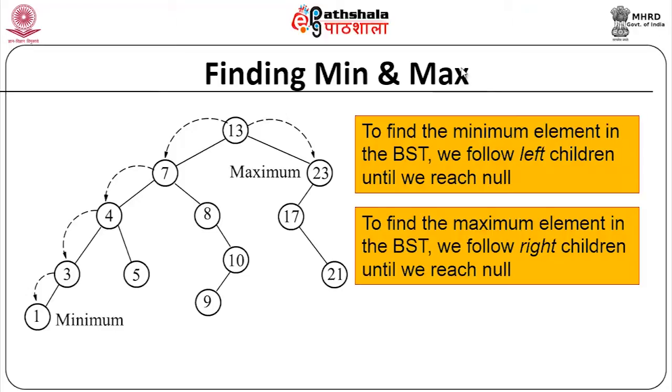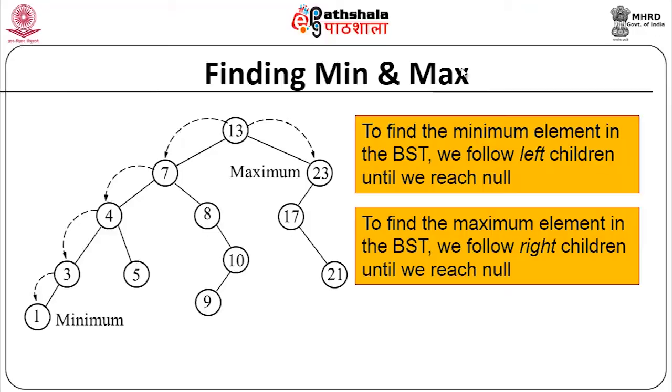The left subtree has 7 as the root. You check whether 7 is less than 13; it will be less, so you do not have to search elsewhere. Then you go to the left subtree. You just check whether the root you have reached has a left subtree. If it does not have a left subtree, that is the minimum element. If it has a left subtree, you go to the left subtree. So, 7 has a left subtree, you go to 4, 4 has a left subtree, you go to 3, 3 has a left subtree, so you go to 1. 1 does not have a left subtree, so that is the minimum element. Now, what about maximum?